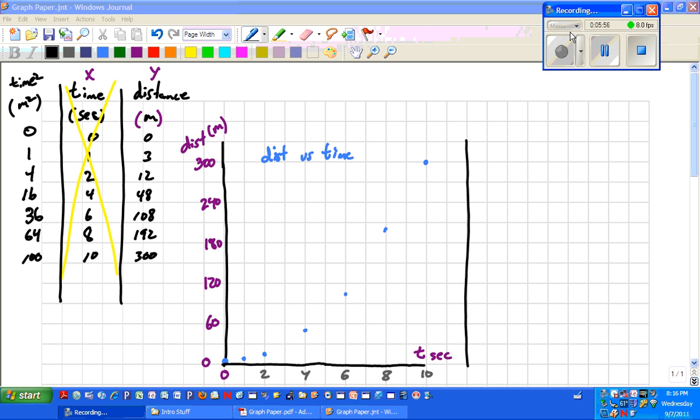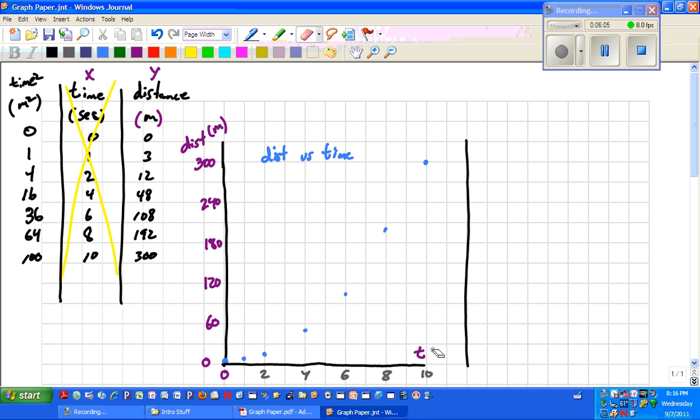So I've got to go to 100 here on the x. So that'd be 10, 20, 30, 40, 50, 60, 70, 80, 90. Rats, you know what would be nice is if I could move this over, and I think I can. So I will do that. So this is time in seconds.